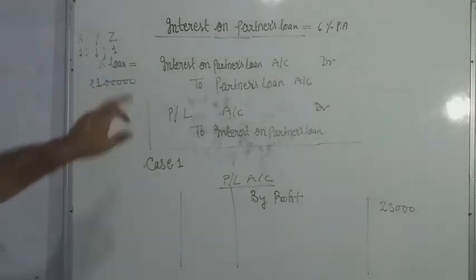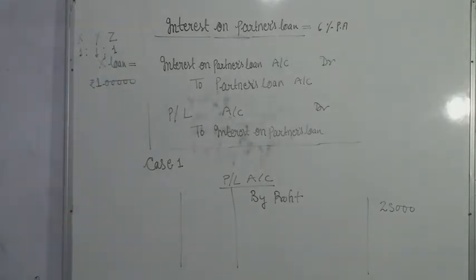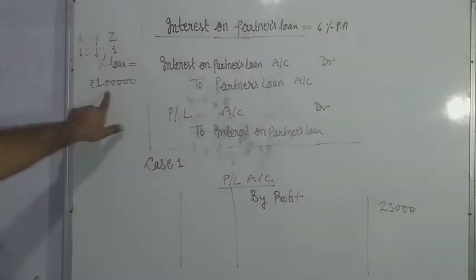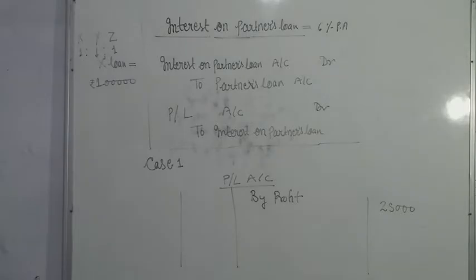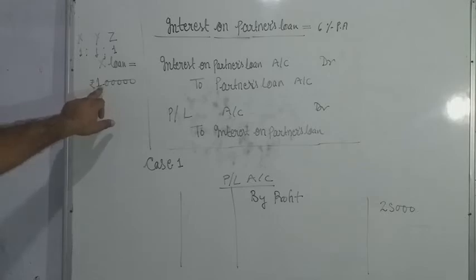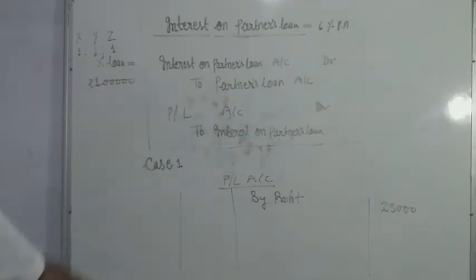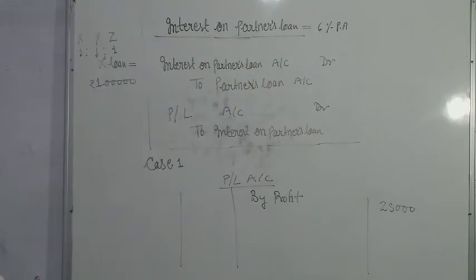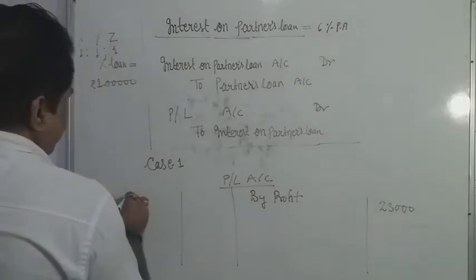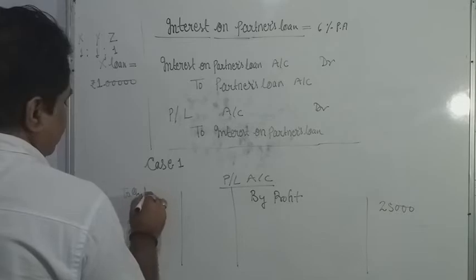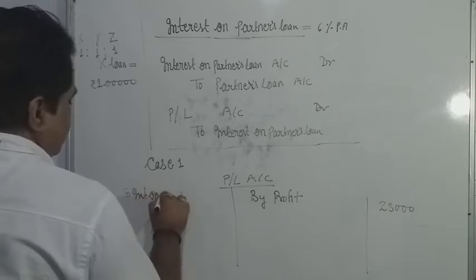X has given a loan to the firm. And how much amount of loan has been given? 1 lakh rupees. What is the rate of interest? 6%. And we have to allow interest for the full year because this loan amount is for the entire year. So on 1 lakh at 6%, how much interest will you find?